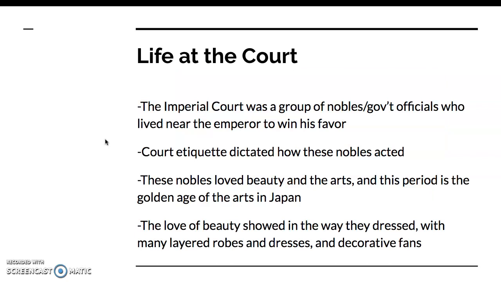Life at the court. The imperial court was a group of nobles and government officials who lived near the emperor in order to win his favor. Court etiquette, or proper social behavior, dictated how these nobles acted. These nobles loved beauty and the arts and pursued it, and this period is the golden age of the arts in Japan, of writing, of plays, of poetry, of painting, and other forms of artwork. The love of beauty showed in the way they dressed, with many layered robes and dresses and decorative fans.